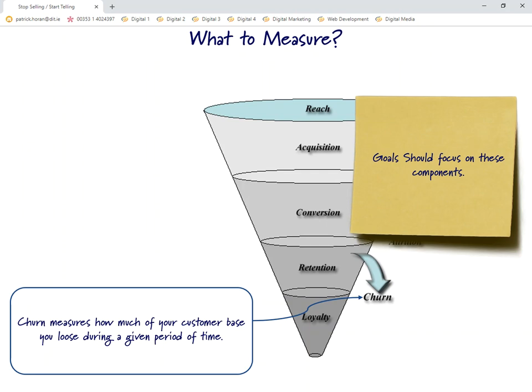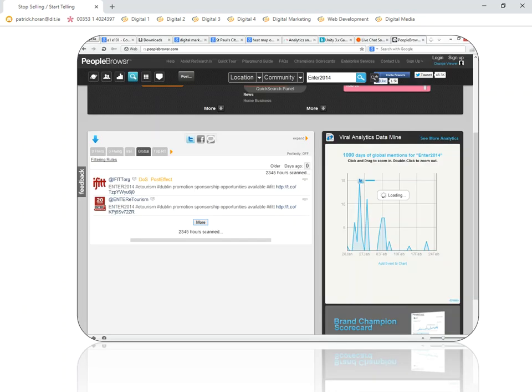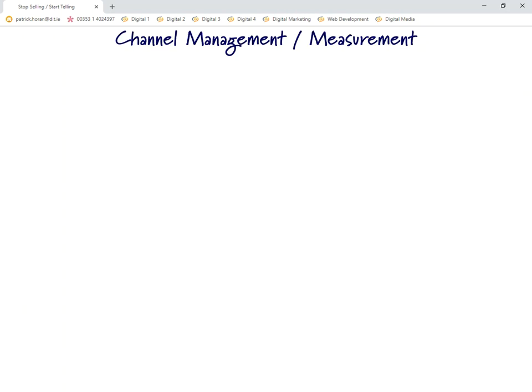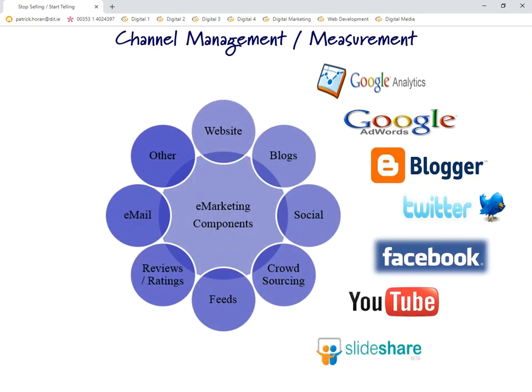What's really important, and I mentioned this right up at the top, is that a goal should focus on these components. And what I'm going to say about metrics is that it's not just about listening. It's about listening and understanding and learning from what you're hearing. As I keep saying, it's about what you do next. With this in mind, there are lots of different channels out there that will help us to measure different things. I'm just going to introduce some of these.